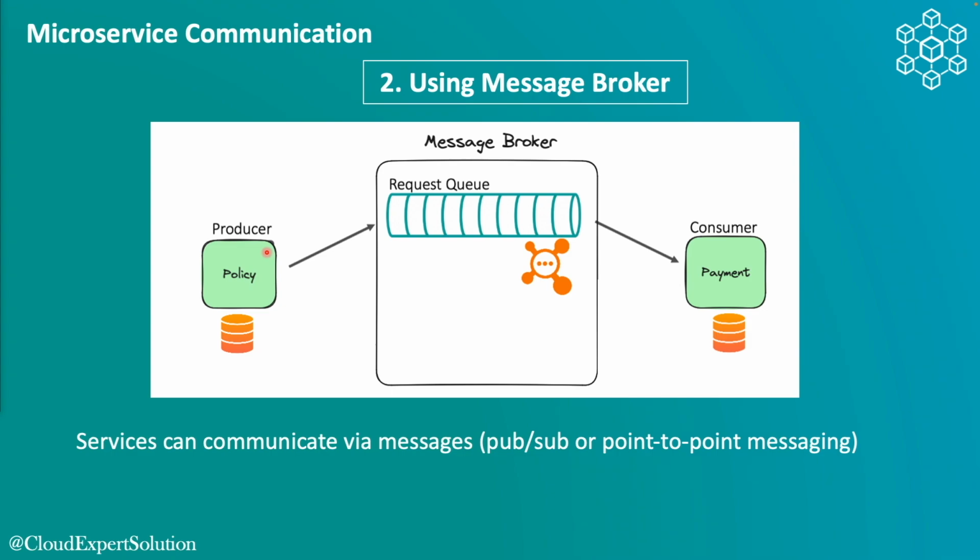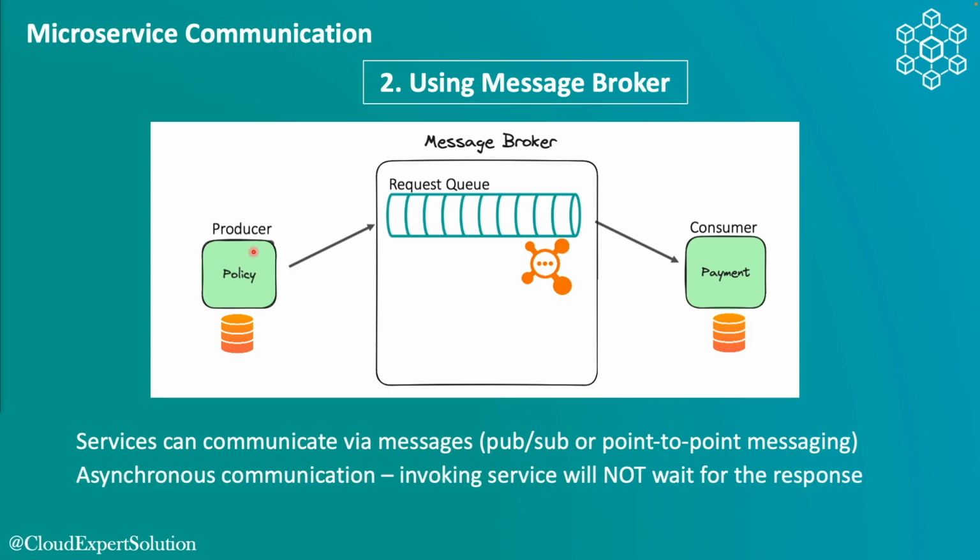In the PubSub model, the producer will put the message to a common queue, and from that common queue, it will be distributed to all the consumers who are subscribing to that queue. Whereas for point-to-point, there will be a separate queue for each communication. This type of communication is asynchronous communication. That means the invoking service will not wait for the response.